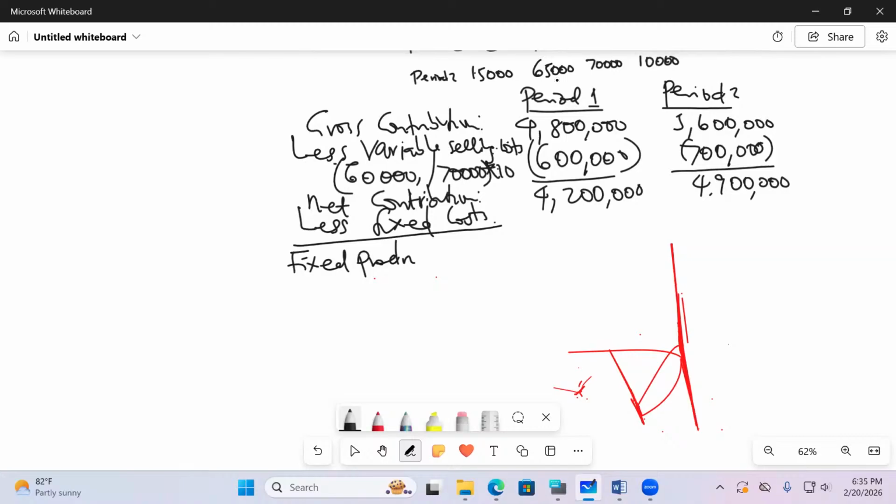Fixed production cost, are you able to see them somewhere? From note number 1, what have they told us is the fixed production amount? 4.2. But you see that is for a whole year, and how many periods do we have in this whole year? There are 2. So remember this marginal costing we don't absorb. We work with periodic costs.